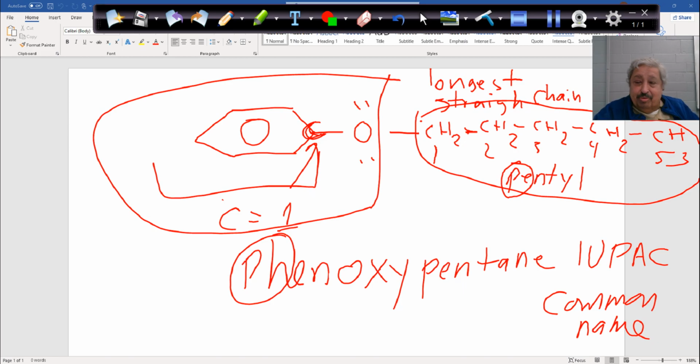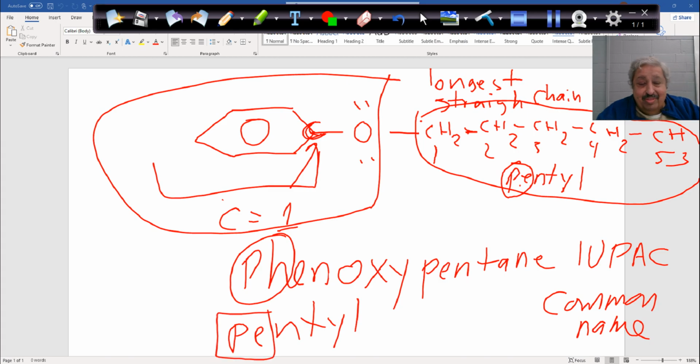Now we have PP, both of them pentyl. The whole group is pentyl. We are looking for the common name. The common name, we look at them as substituents, as groups. So this is pentyl and this is phenyl. Which will come first, the E or the H? The E will come first, then the H. So that will be pentyl, then phenyl.